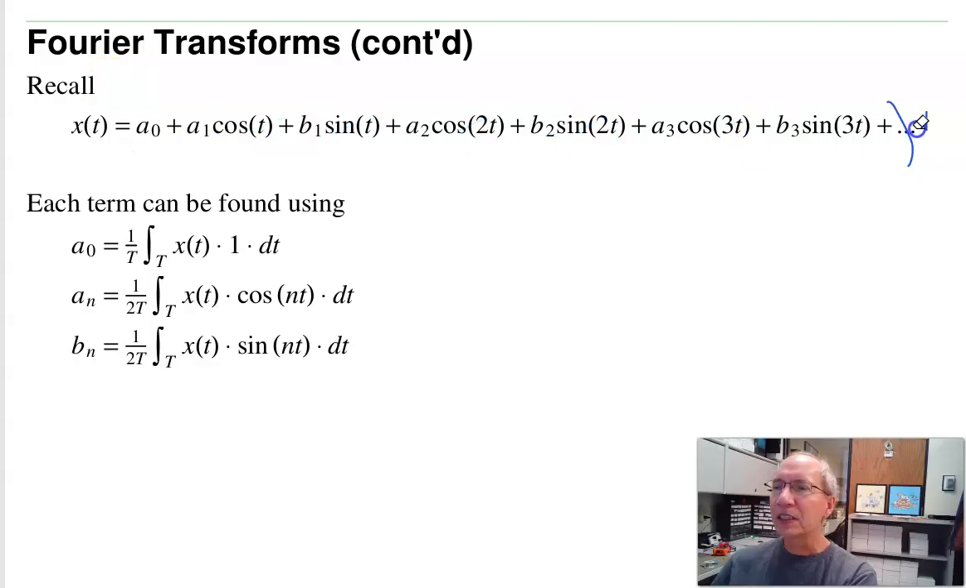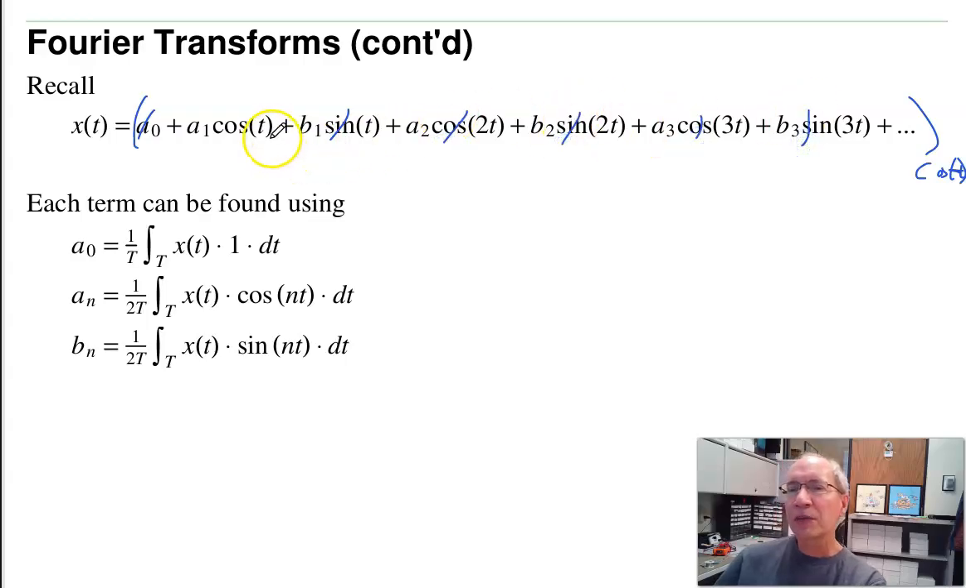To find a1, I take x and multiply by cosine of t. The average of cosine is 0, 0, 0. All these terms drop out. Average of cosine squared is a half. That gives me a1 over 2. Multiply by sine of t, I get this term, b1 over 2, and so on. So I can find the different terms just by multiplying by the basis element, taking the average. The DC term will be 1. All the other terms will be half of each term.